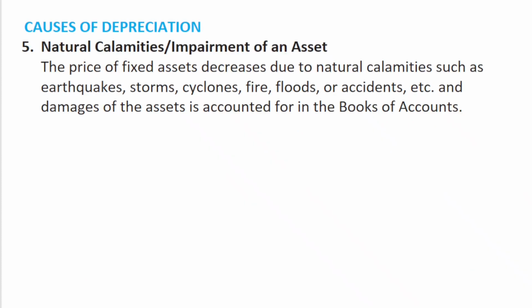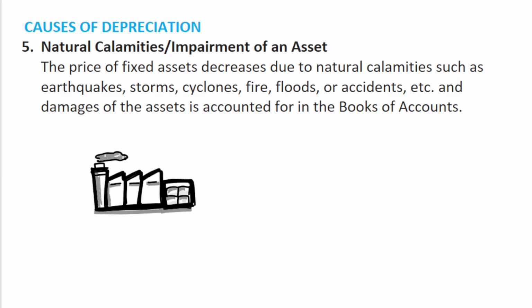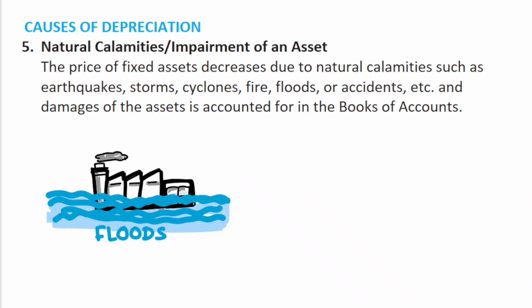Fifth point, natural calamities or impairment of an asset. The price of a fixed asset decreases due to natural calamities such as earthquakes, storms, cyclones, fire, floods, or accidents. So, if there's a factory and there were floods, walls might have got weakened because of flood water, walls might have got cracks. It is not as strong as before, right?